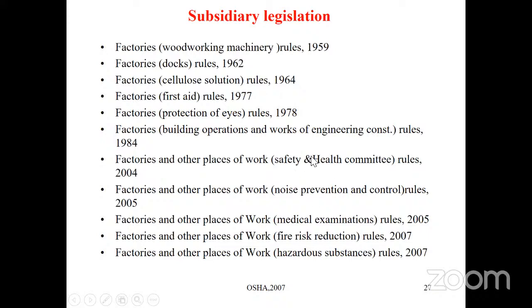And then you have factory and other places of work, that is safety and health committee rules. This one is usually emphasized: an organization or a company that has more than 20 employees is supposed to come up with the OSH committee. An OSH committee is supposed to have representatives from the management and from the employees. These OSH committee members are the ones who are supposed to do an internal inspection and then give recommendations to the employer or the occupier. That one is very, very important.